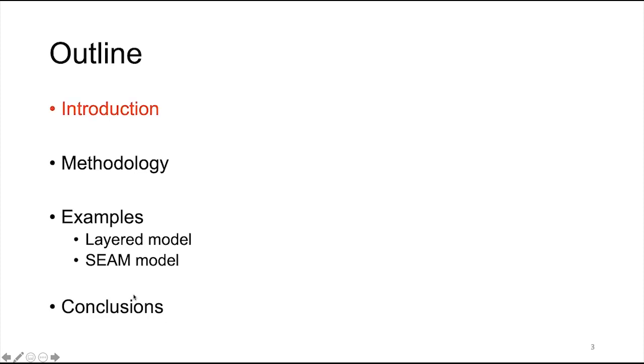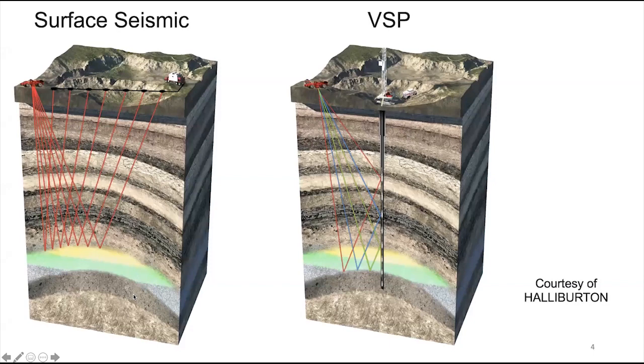Let's first go through the introduction part. I would like to begin by this cartoon illustration for surface seismic survey and the VSP survey. In surface seismic survey, both sources and receivers are deployed on the surface. In the VSP survey, the geophones are deployed inside the borehole while the sources are excited on the surface. From this figure, we can see that the wave pulse in the VSP survey is much shorter than that in the surface seismic survey. As a result, the VSP data have less energy attenuation than the surface seismic data. Thus, higher resolution images can be expected from VSP data.